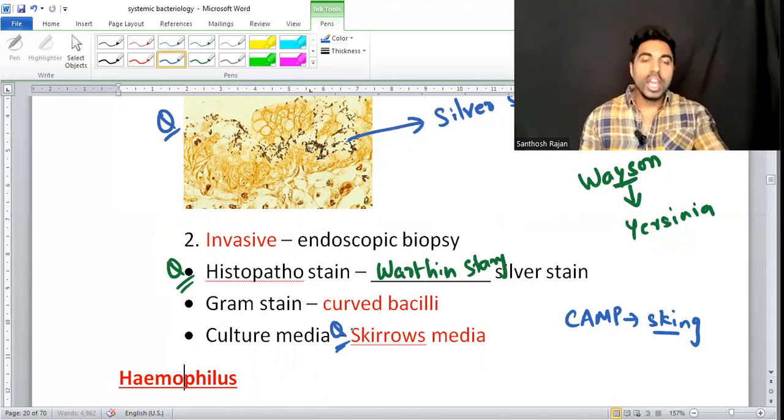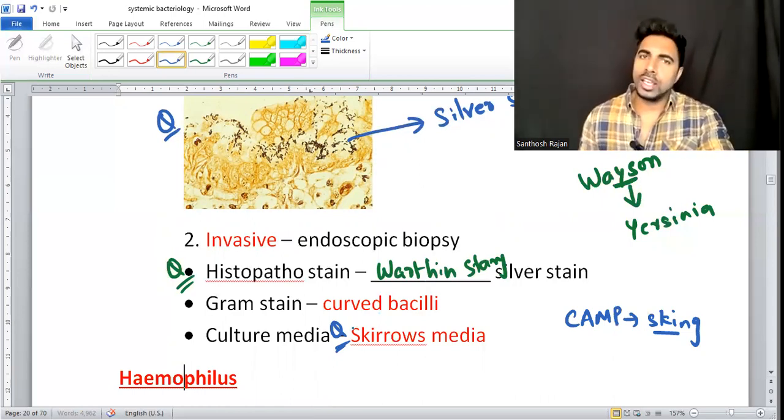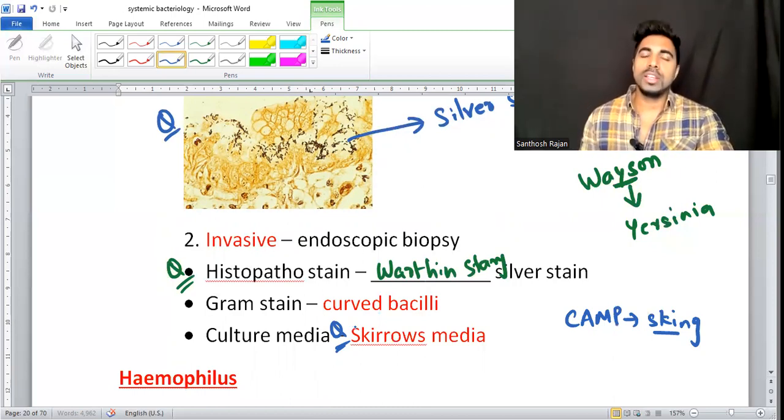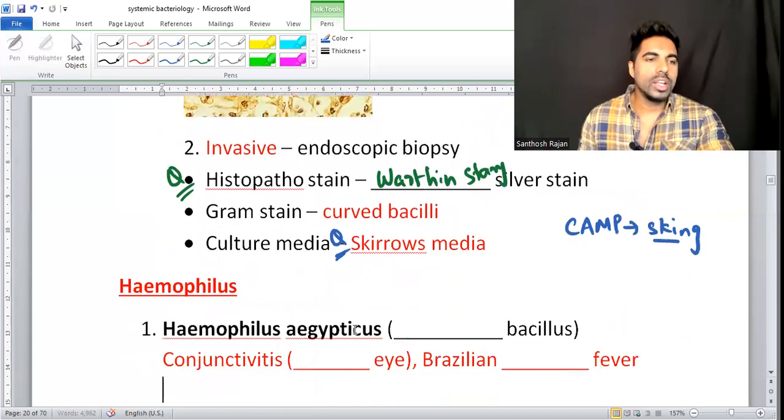The next is your Haemophilus. In terms of Haemophilus, what will come to your mind? What are the things you will remember when you say satellitism? Very good. Satellitism is an important one. H. influenzae, and then the X and V factors. Some say 10 and 5. That factor is important. Another thing is that it is one of the important causes of meningitis, right? Neonatal meningitis. Okay.